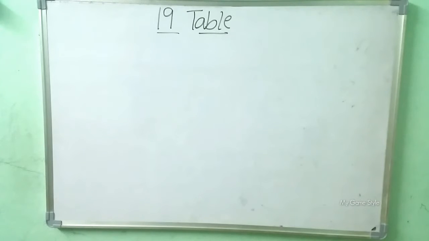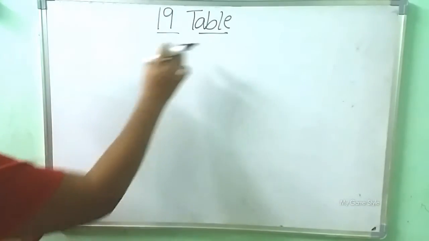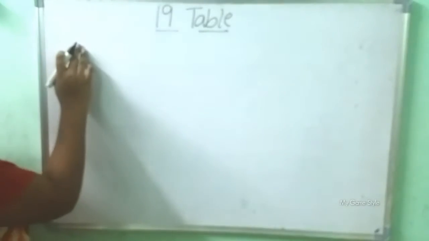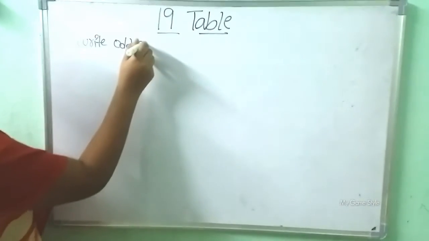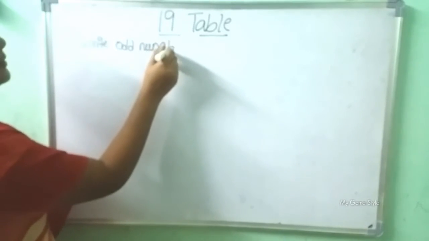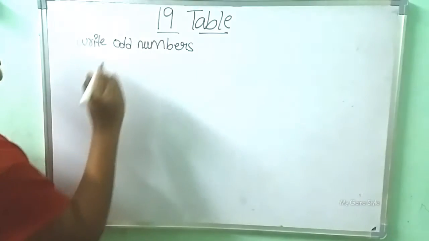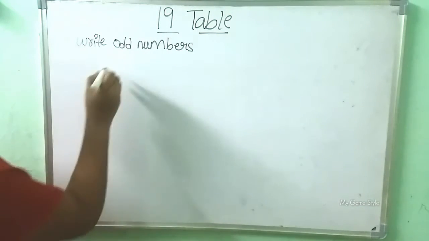Today we will learn the 19th table. Let's see the tricks of the 19th table. First, we need to write odd numbers. So, what are the odd numbers?